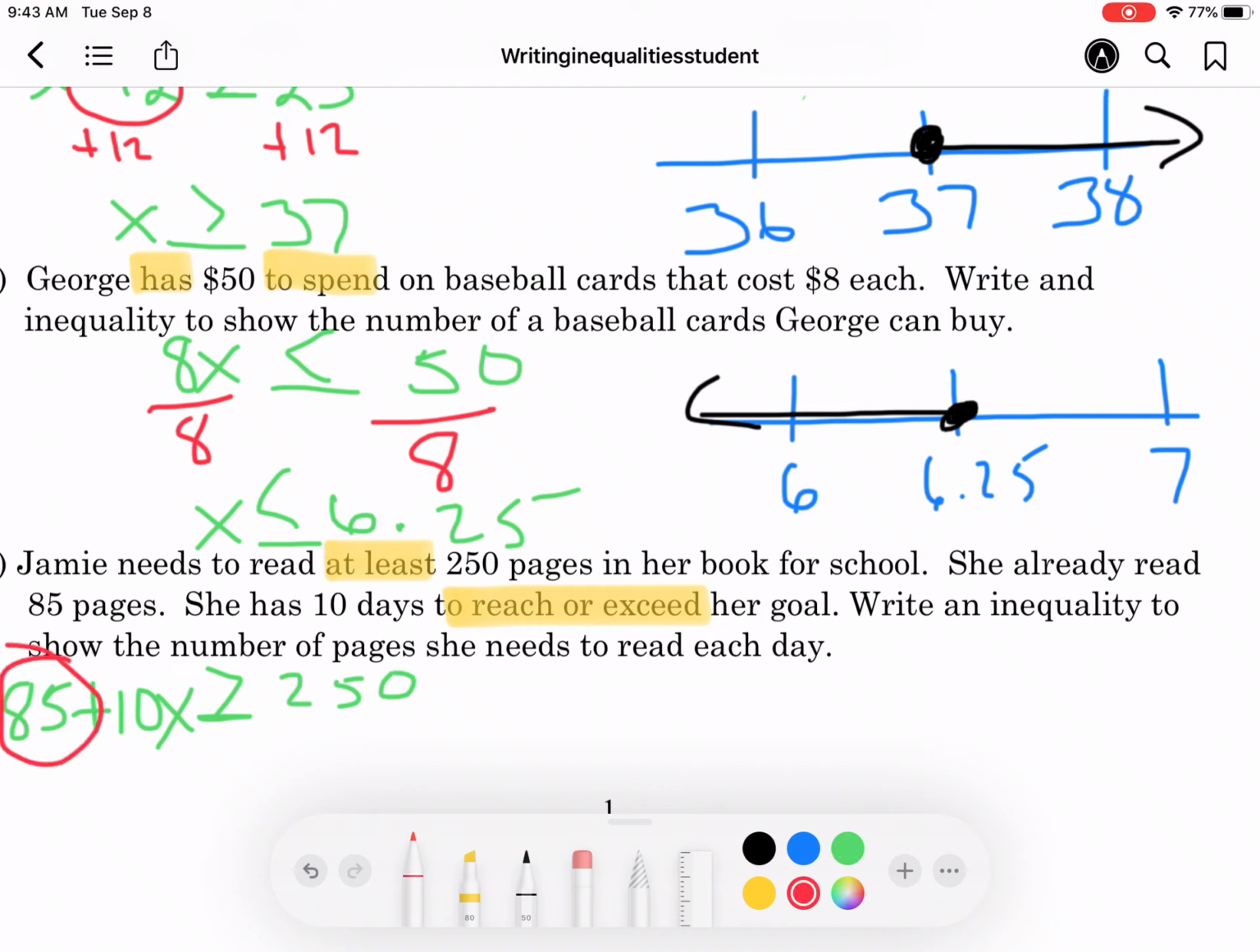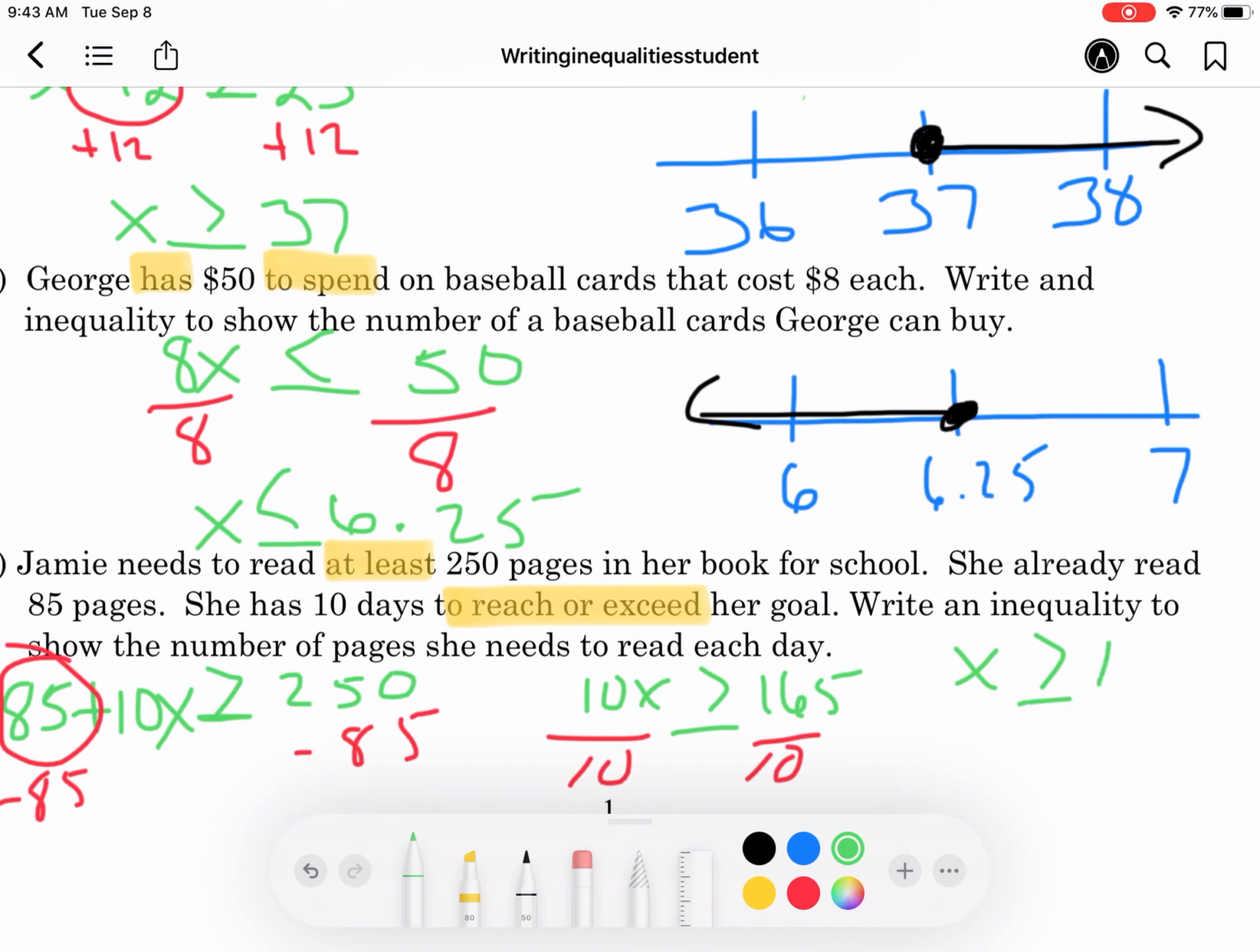Two-step equation, subtract. It's going to leave me with 10x is greater than or equal to 165. Divide by 10. X is greater than or equal to 16 and a half pages a day. Again, graph. Again, X is greater than, so there's where it goes.